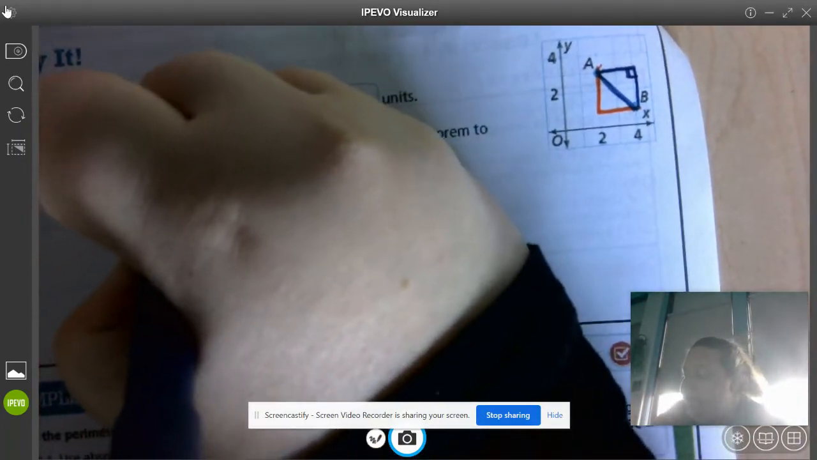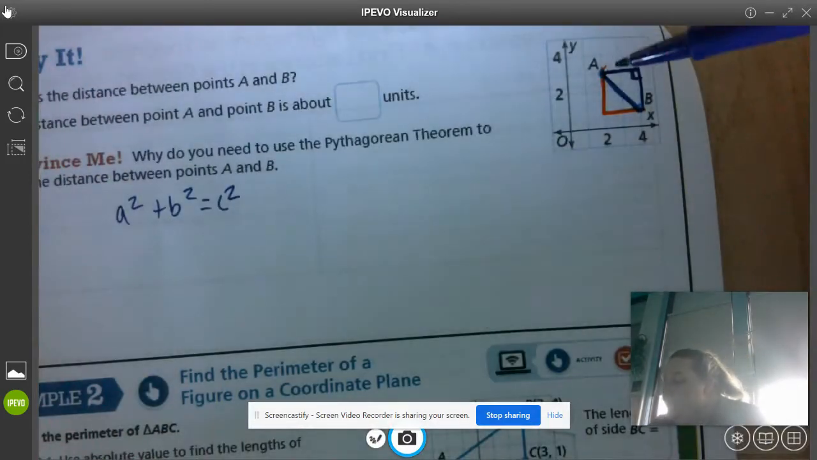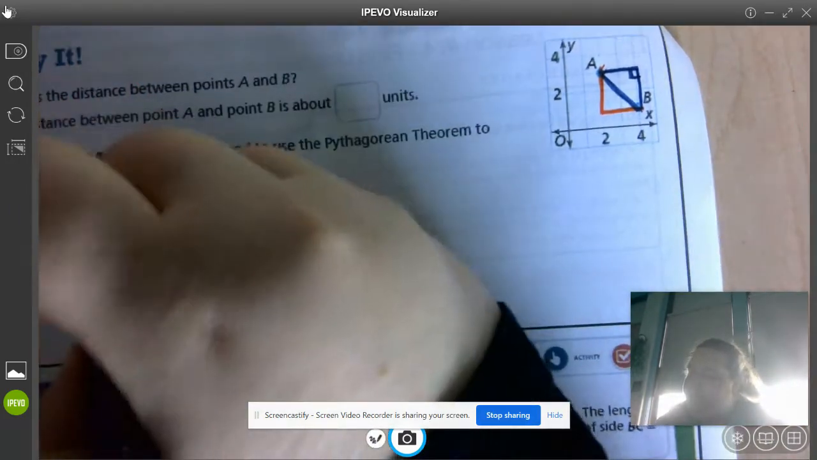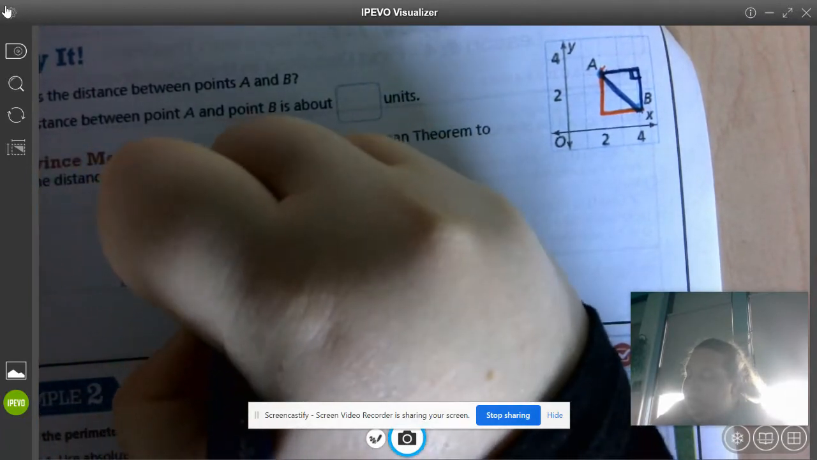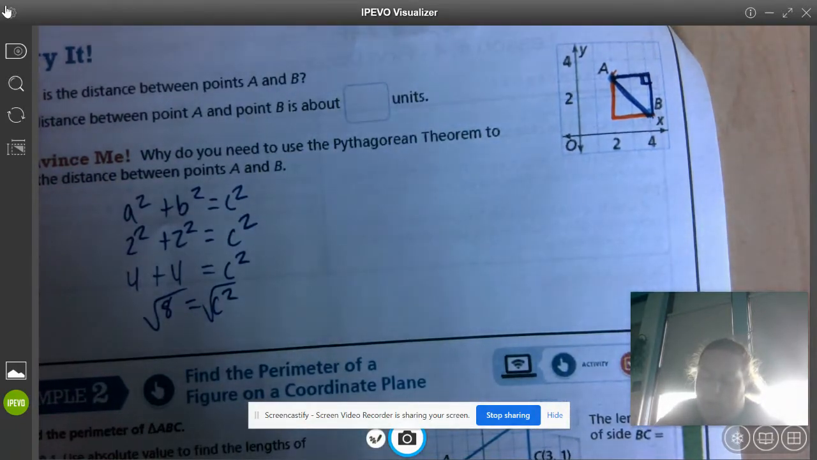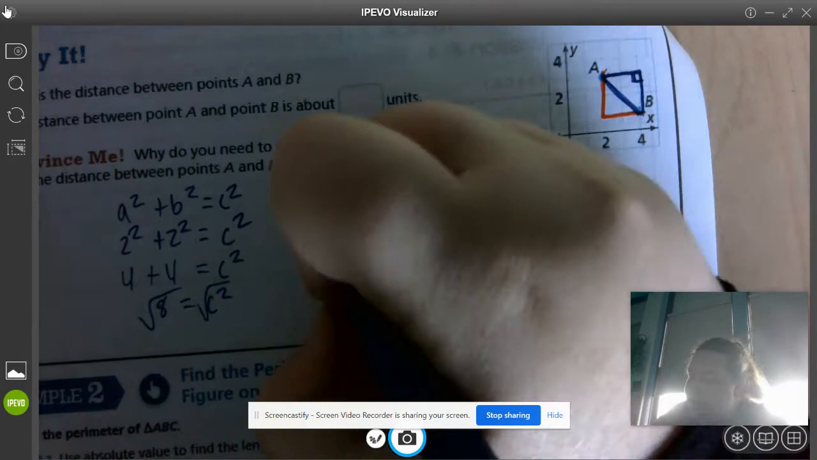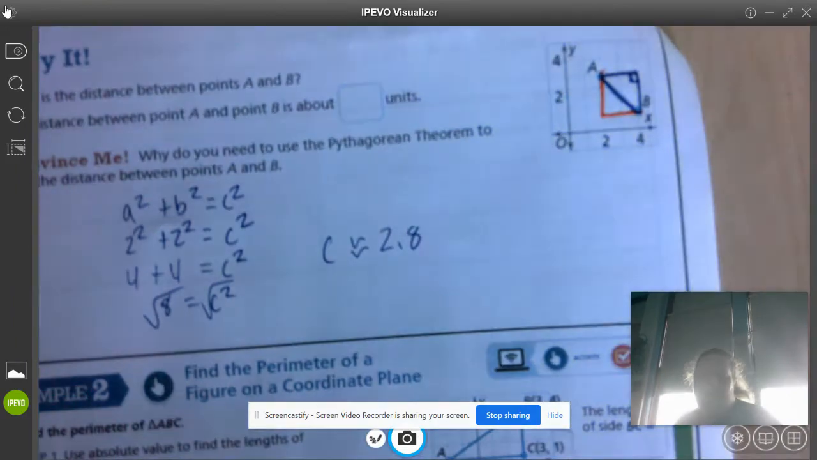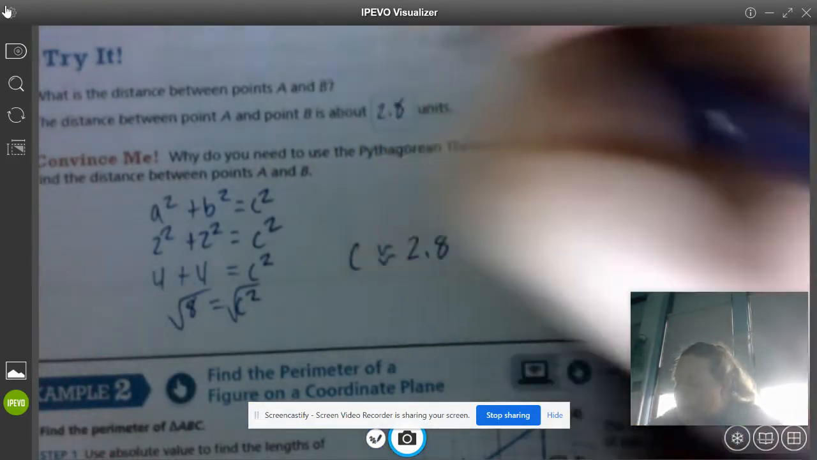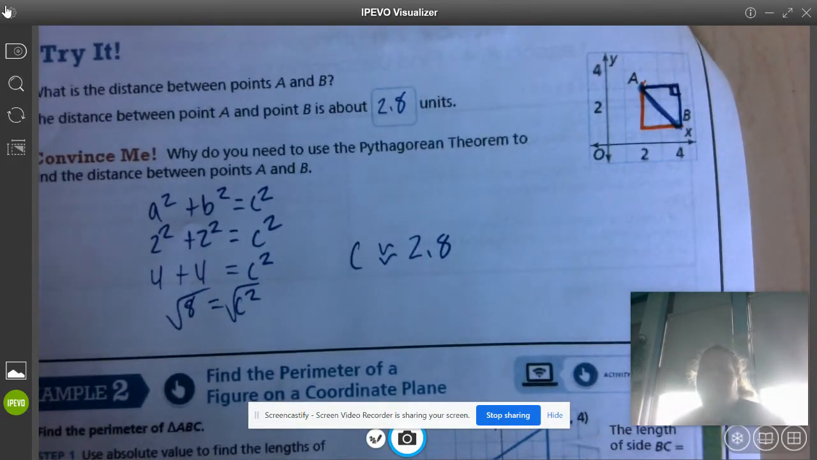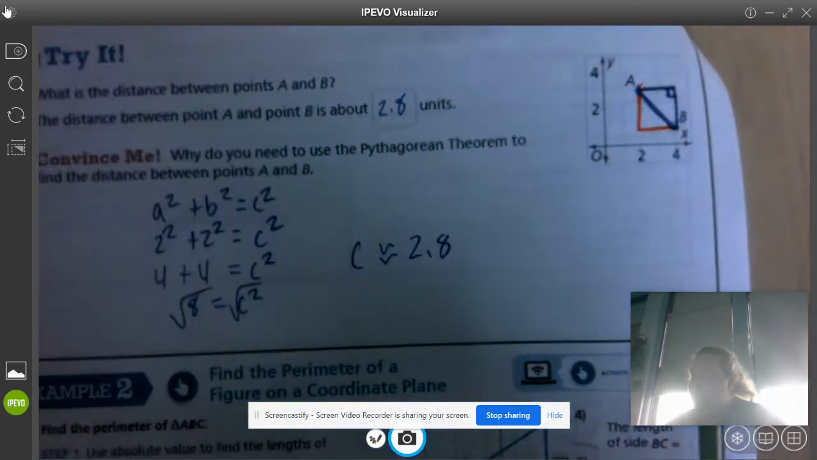So a squared plus b squared equals c squared. From here to here, it's 2 units, and then down is also 2 units. So 2 squared plus 2 squared equals c squared. So 4 plus 4 equals c squared. 8 equals c squared. I'm going to take the square root. So c is about 2.8 units. Always round to the nearest tenth. So the distance between them is about 2.8. And that makes sense because your hypotenuse, or that line segment, should be the longest side. The other two sides were 2, and this is 2.8.